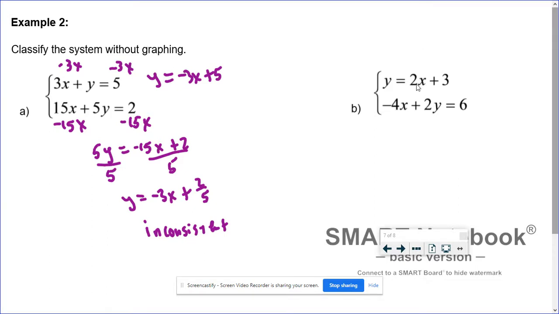If I look at part B, the first equation's in slope-intercept form, so I don't need to do anything. The second one, I'm going to add 4x to both sides. And I get 2y is equal to 4x plus 6, divide everything by 2, and you get y is equal to 2x plus 3. Turns out they are the same equation, so this is what's considered a dependent system.